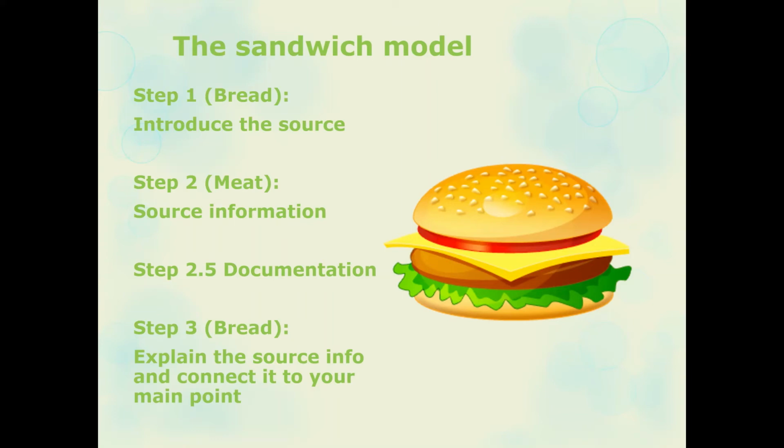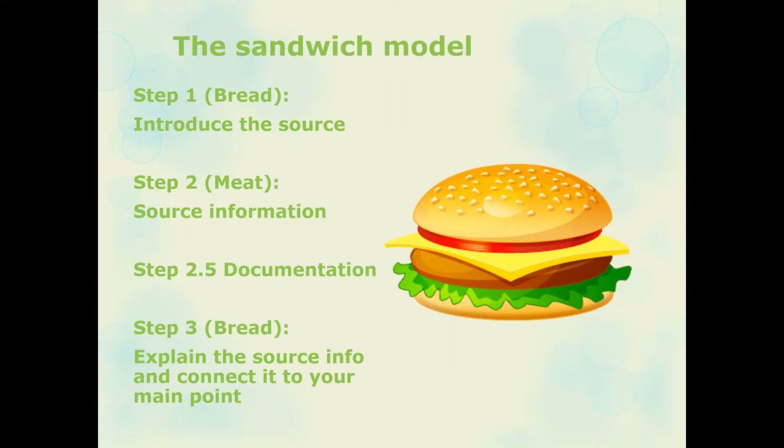And then documentation, okay? You have to give the reader the information they need, if they want to go track down that source on their own. All right, and that's a parenthetical reference or in-text citation. Again, two different ways of referring to the same thing.